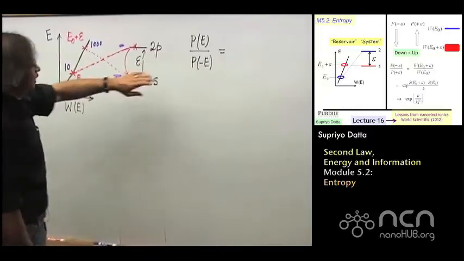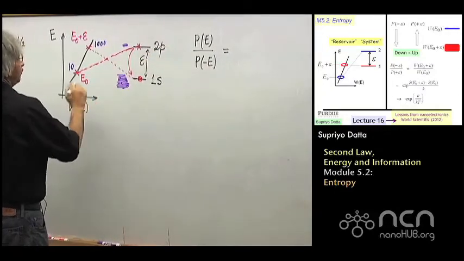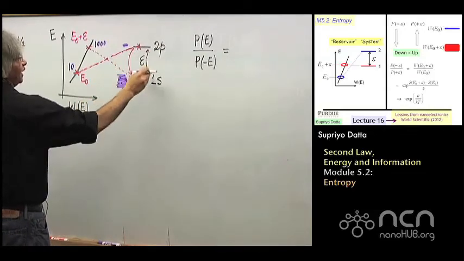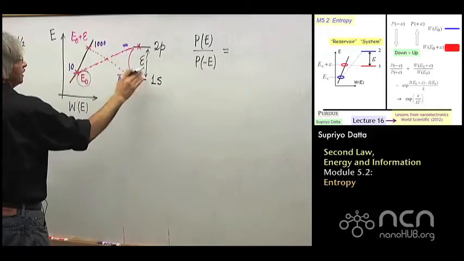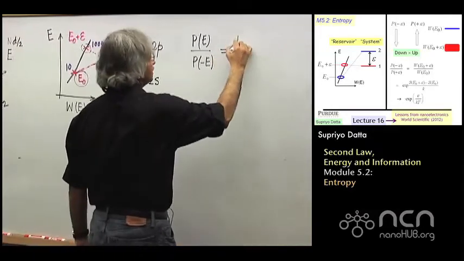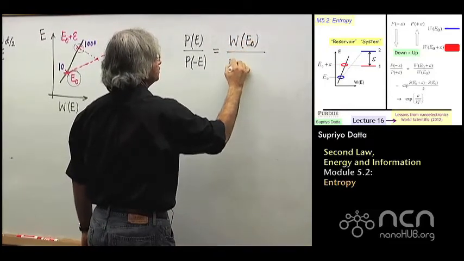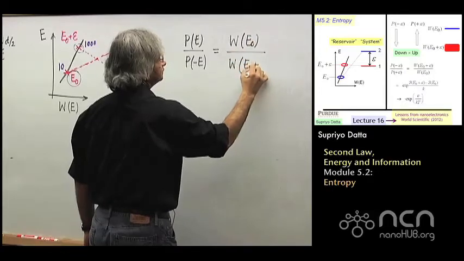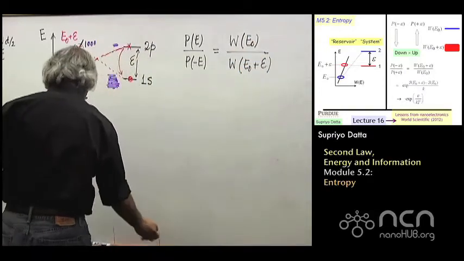So, the probability of absorption and emission. When you are absorbing, that corresponds to the density of states here, and the emission is the density of states there. So you could write it as W(E0) divided by W(E0 plus epsilon). And this is where we'll introduce this concept of entropy.